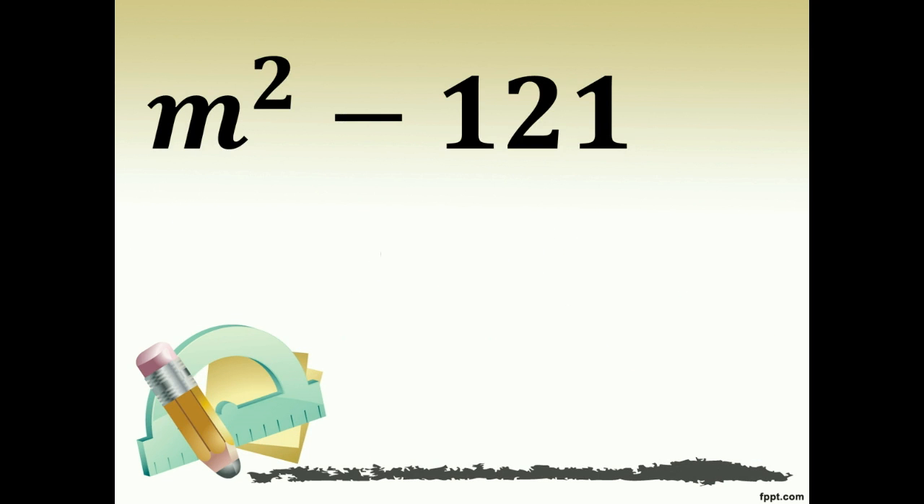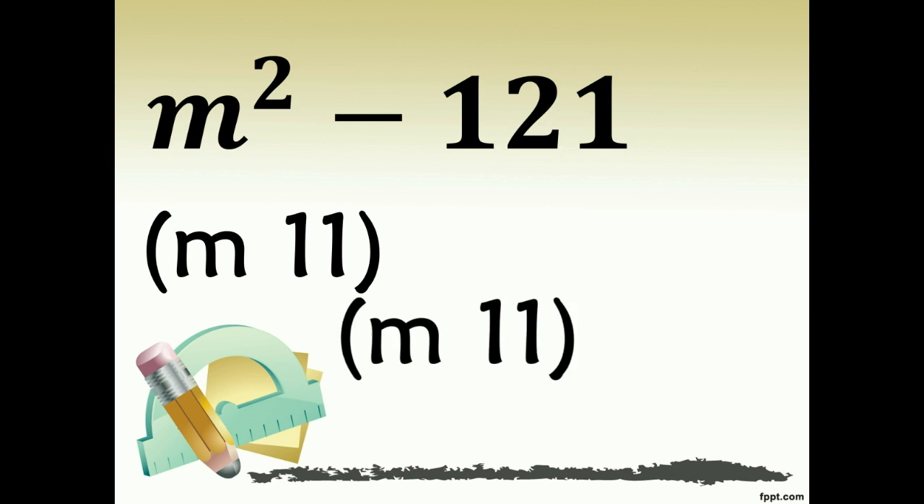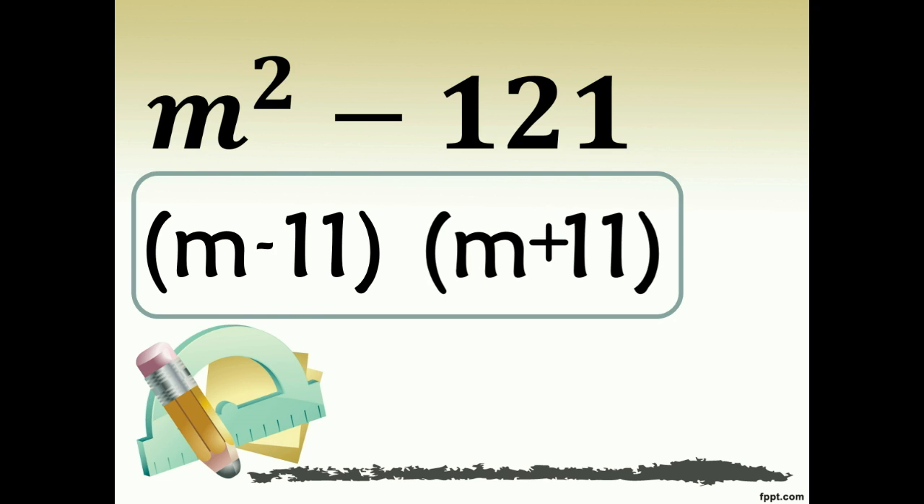We have m squared minus 121. Square root of m squared is m. Square root of 121 is 11. Double the factors. One is negative and one is positive. Final answer, m minus 11 times m plus 11.